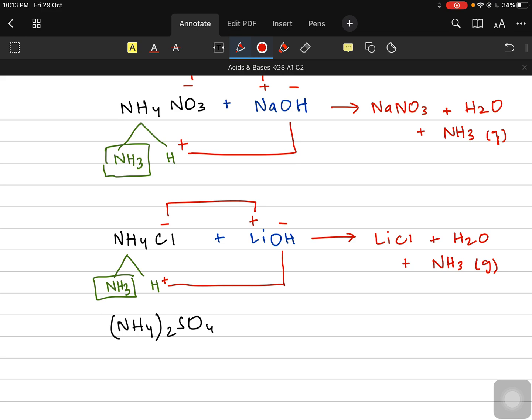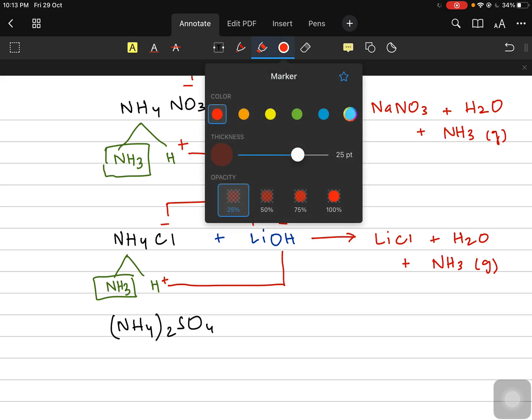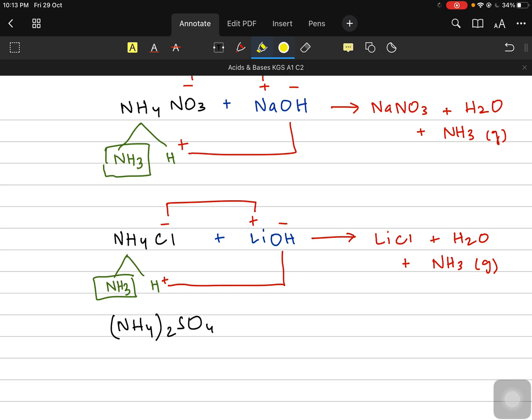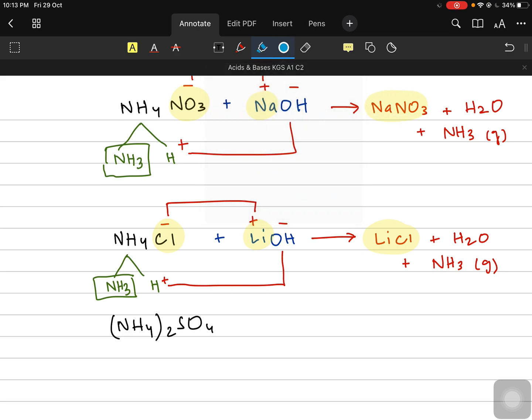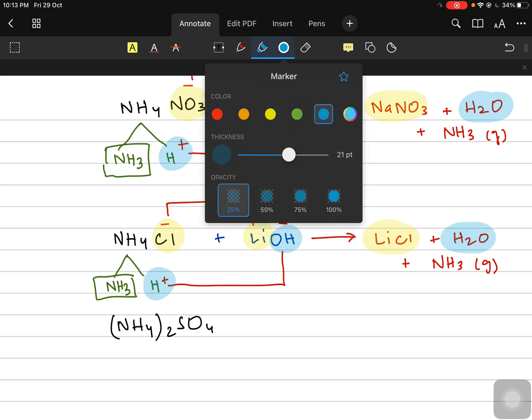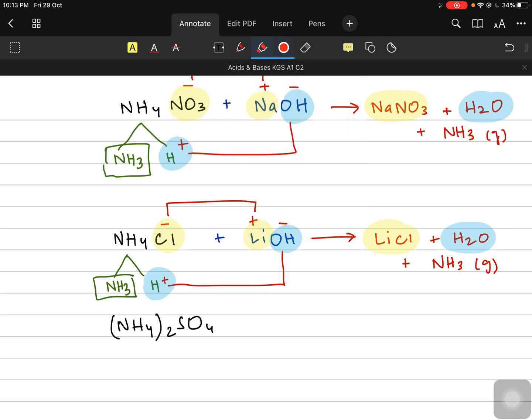So it's always a partner exchange reaction where the metal part goes with the non-metal part and makes a salt. Similarly over here, the H goes with the OH to give you water, and you get ammonia gas, which is a pure compound. So you get three products from ammonium salts reacting with a base.